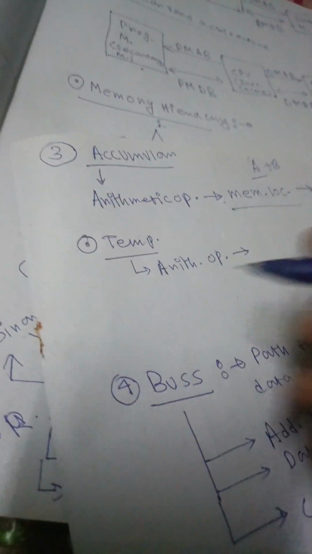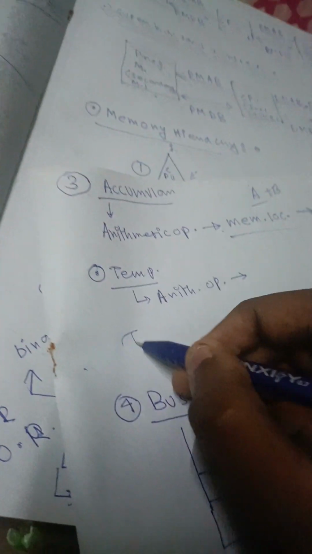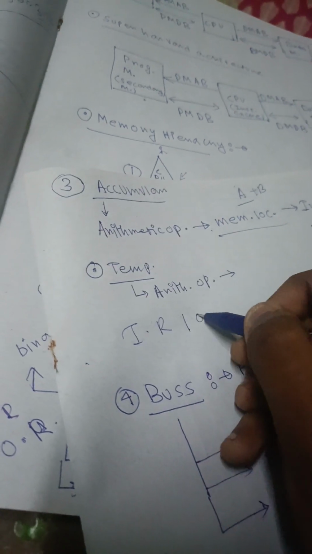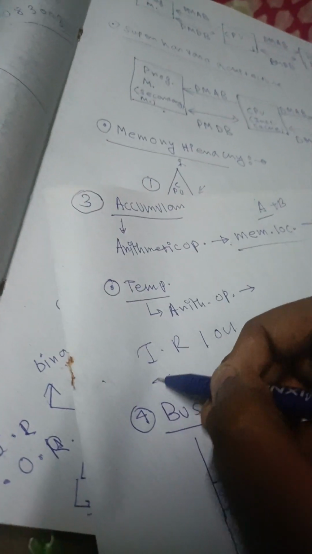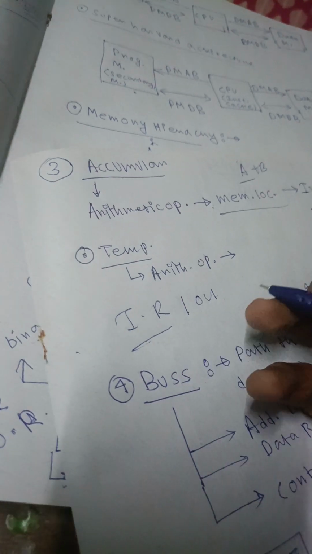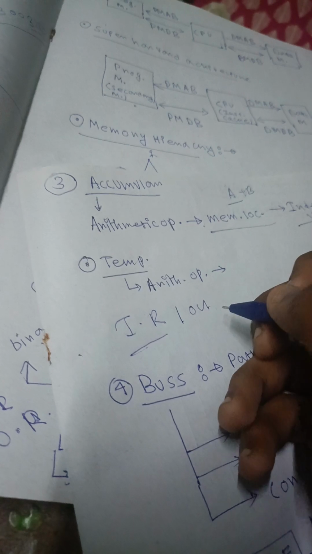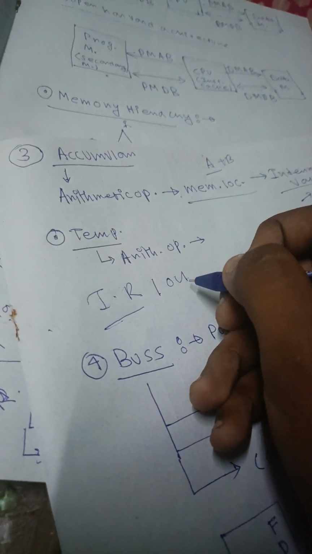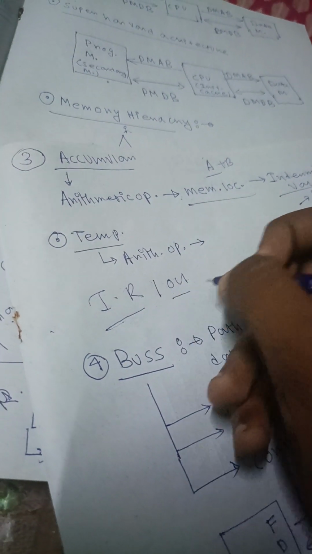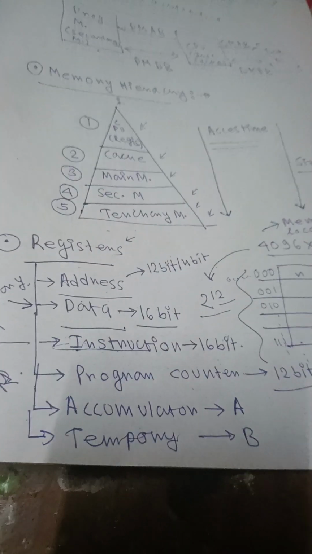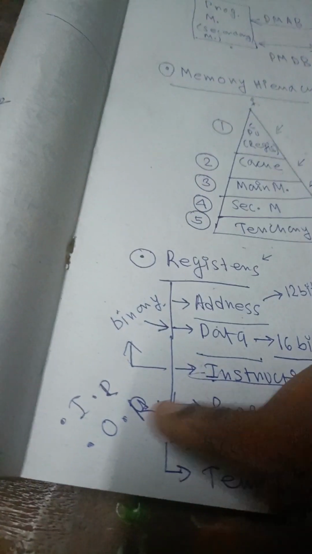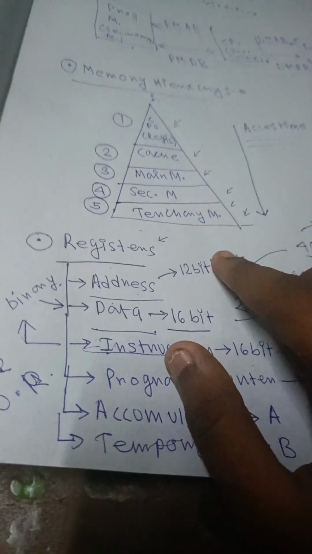Okay, and there are input registers and output registers. Generally the location of the input data is stored in the input register, and the memory location of the output data is stored in the output register. So here I conclude the registers, including the input register and output register.